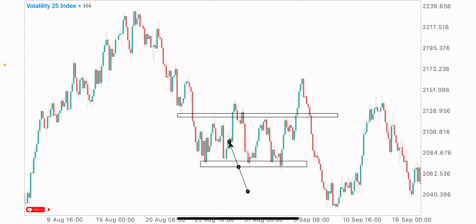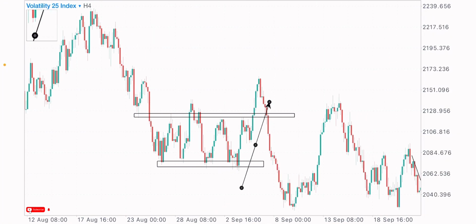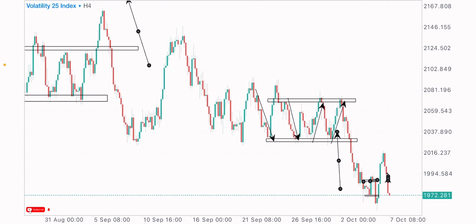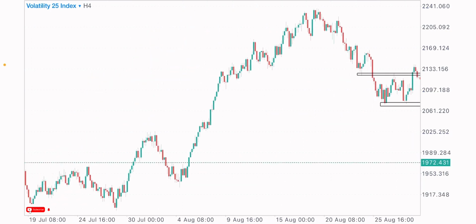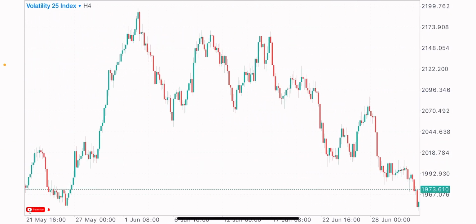So higher time frame levels tend to be stronger than lower time frame levels. That's what I've come to understand over the years of trading support and resistance levels. So coming to key levels, what are key levels? The horizontal price levels at which the market reacted as a support and as a resistance.